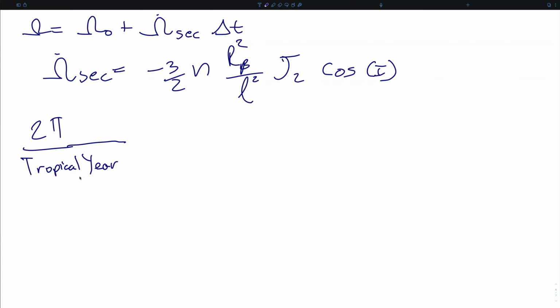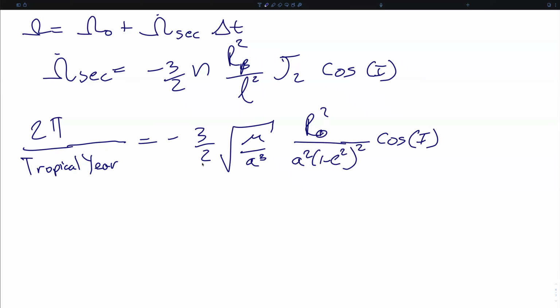So we set this equal to -3/2 times the square root of mu over a cubed, which is the mean motion, times the Earth equatorial radius squared over a squared times (1 minus e squared) quantity squared, which is the semi-parameter squared, times the Earth's J2 times the cosine of the orbital inclination. And you can dial in combinations of semi-major axis, eccentricity, and inclination such that you get exactly this value.